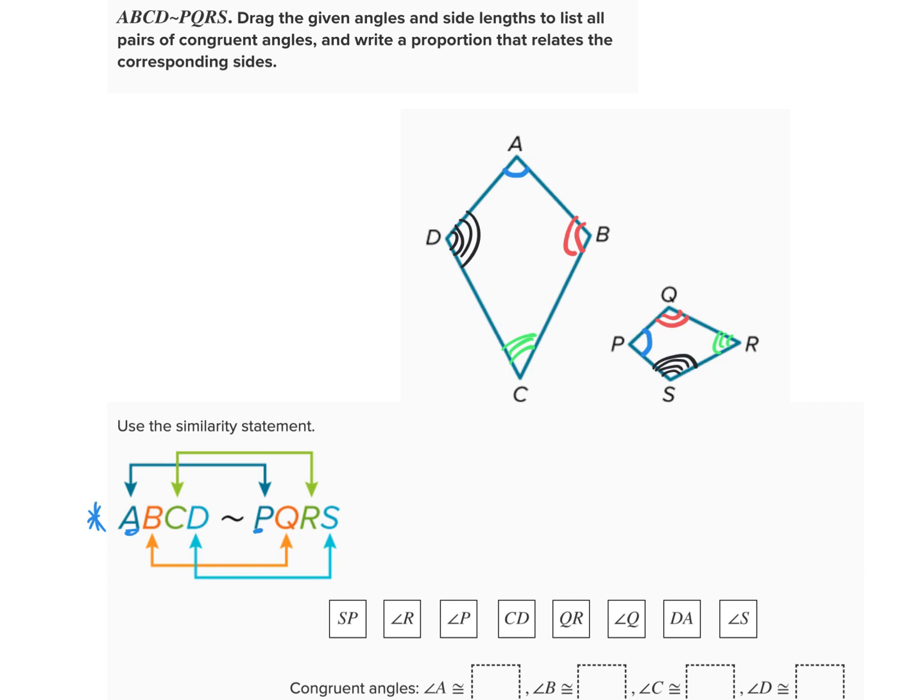So now that I've labeled my corresponding congruent angles, I can now set up and match up which sides are proportional, okay? And that's going to help us in solving for missing side lengths, okay? So you notice how AB is between the blue and the red angle. PQ is also between the blue and the red angle. So that means AB is proportional to PQ.